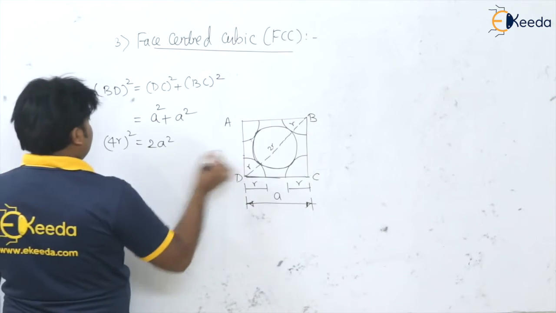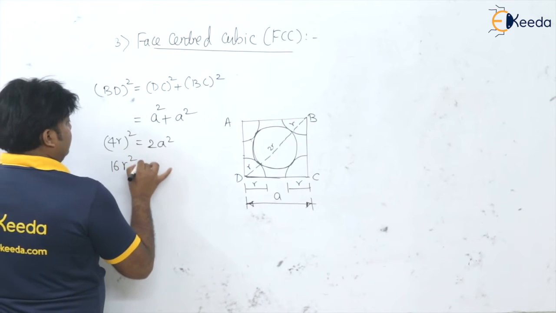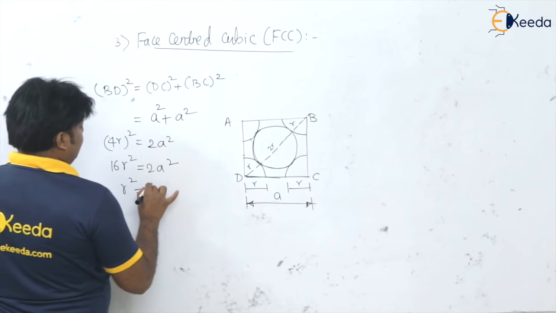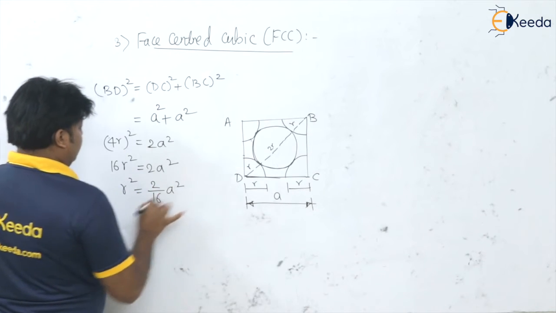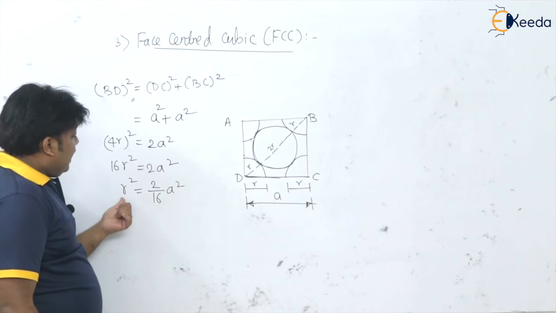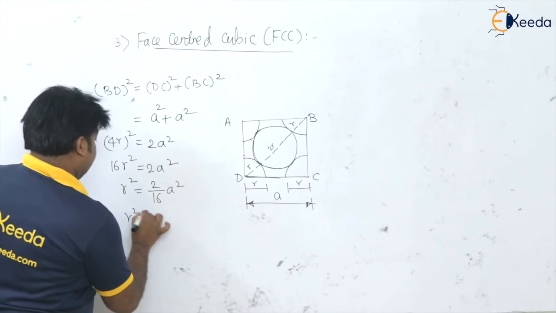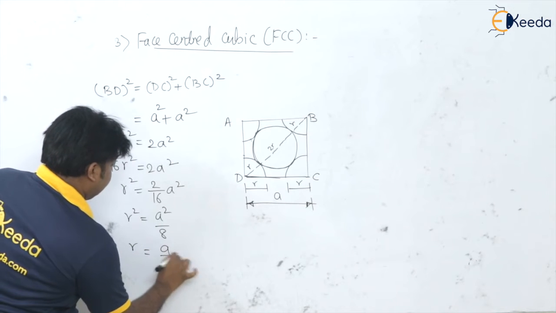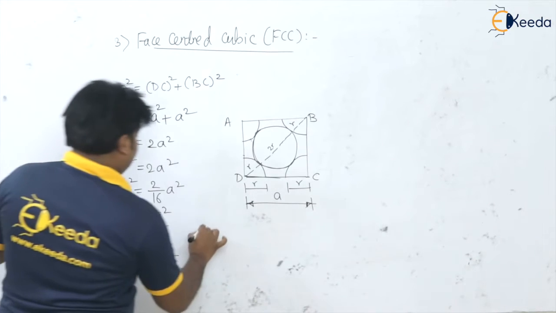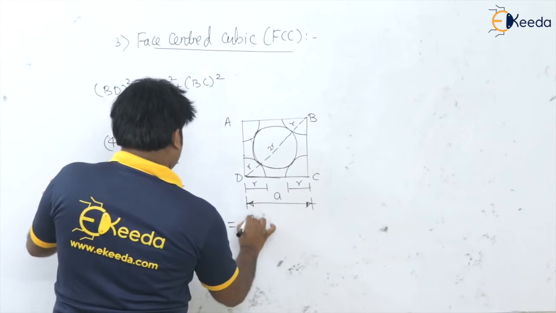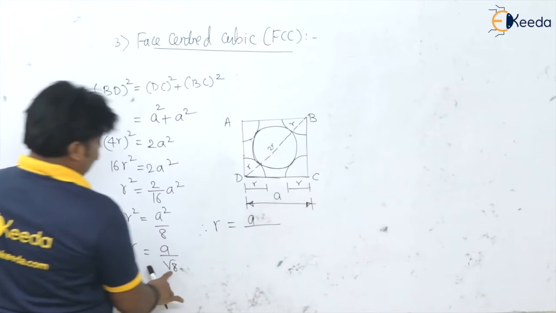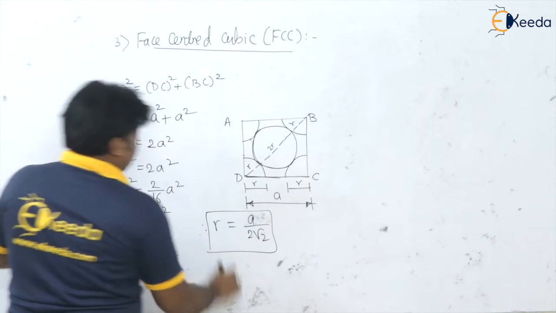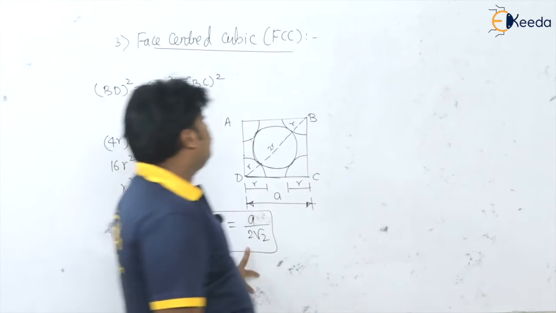So here 16R square is equal to 2A square. So R square will be 2 by 16 A square. So what relation do we get between R and A? That is R square is equal to A square by 8. So R is equal to A divided by root 8. Therefore R is equal to A divided by 2 root 2. You get the relation, that R is equal to A divided by 2 root 2.